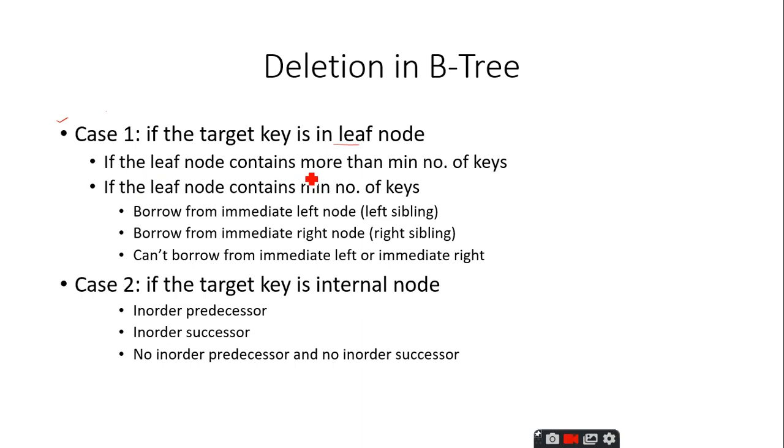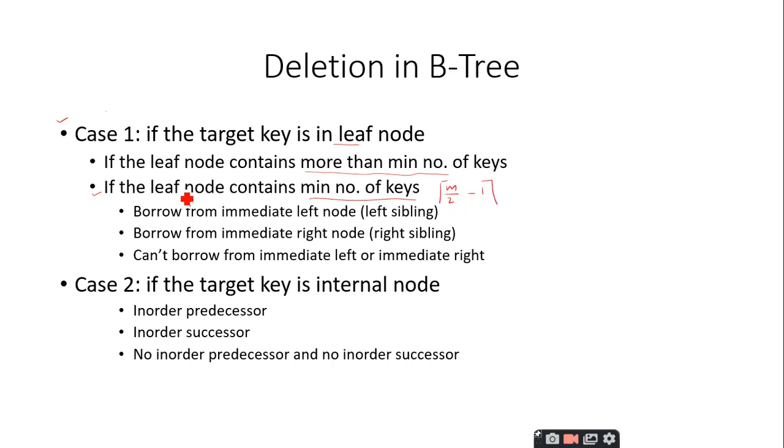If the leaf node contains more than the minimum number of keys, then you can simply delete that key, and you rearrange the remaining elements in ascending order. That is what we have done. And in the same case, in 1.2, if the key is present in the leaf node but the leaf node contains the minimum number of keys, right? What is the formula for the minimum number of keys? Just to have a recap. Ceil of m by 2 minus 1, sir. Ceil of m by 2 minus 1.